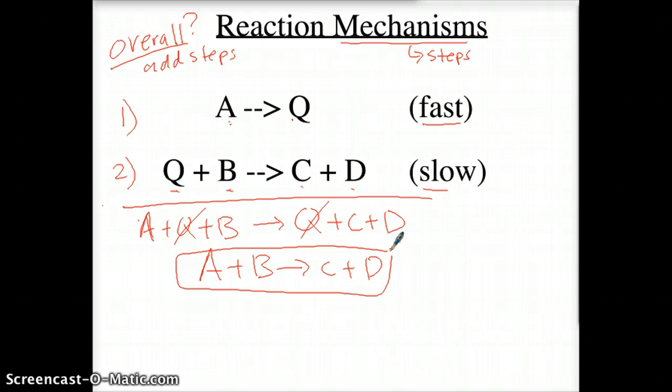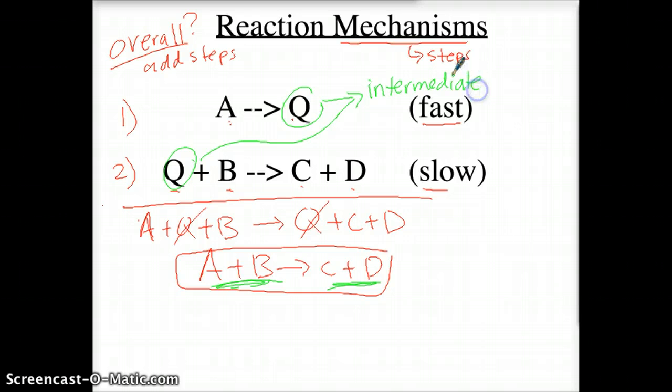So you need to know, if you're given the steps, how do we figure out the overall? Another vocab term you need to know is the word for Q. Q is a special molecule. Q is special because it's not a reactant and it's not a product. We don't see Q in the overall reaction. However, it is involved. It's in between. And since it's in between, it's called an intermediate. So intermediates are molecules that show up in the mechanism, so in the steps, but not in the overall process.